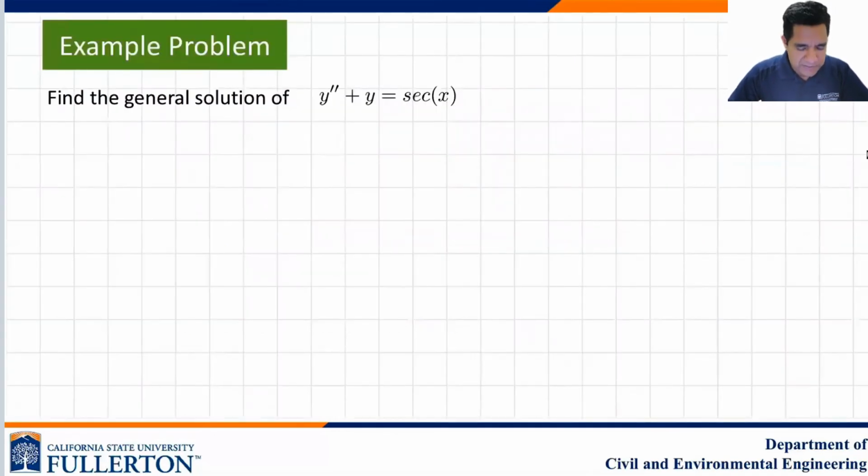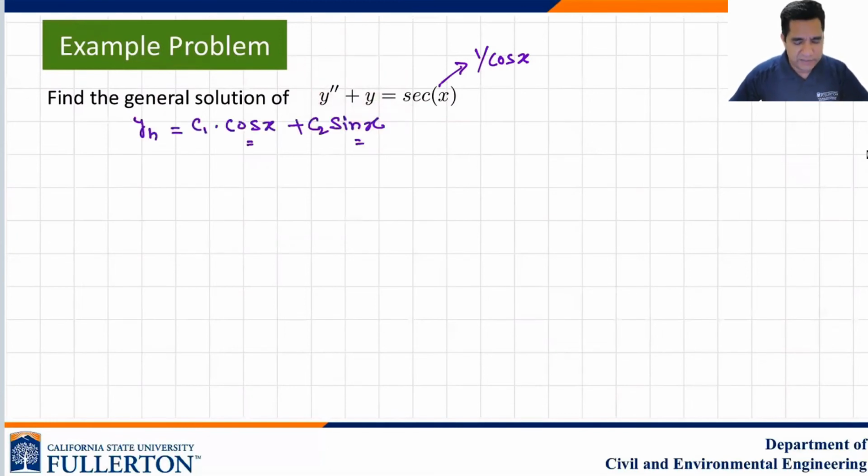Let's apply that to a simple example. We need to find the general solution of this equation, where R, the right hand side, happens to be sec x. Again, it's not a standard function from the table that we saw earlier, so we have to rely on the method of variation of parameters. Sec x is 1 over cos x, as we all know. The first step is to find the homogeneous differential equation solution. Like we did in our previous example, it is going to be c1 cos x plus c2 sin x.